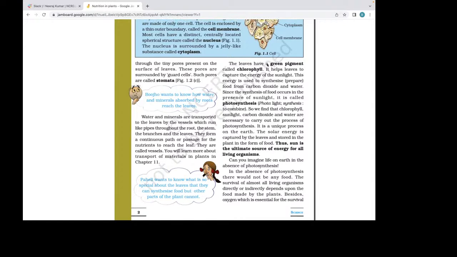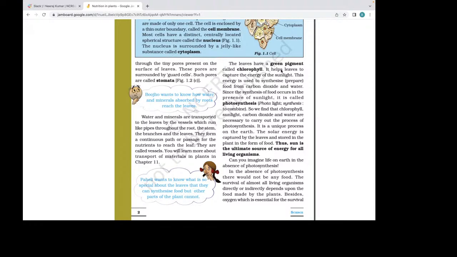The leaves have a green pigment called chlorophyll. Why is the color of a leaf green? This is because of this green pigment which is called chlorophyll. It is very important. The leaves have a green pigment called chlorophyll that also helps in photosynthesis. We are going to learn about that now.